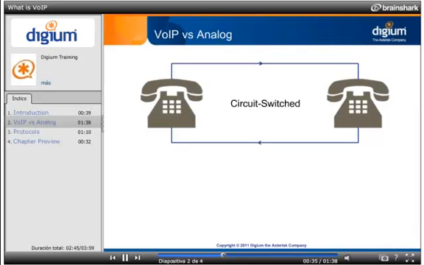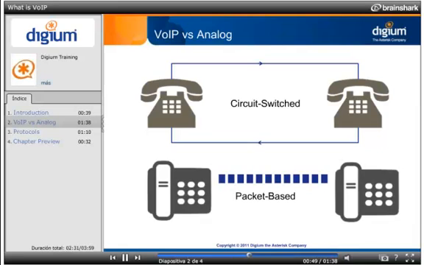In analog telephony, a dedicated circuit is established between 2 endpoints of a call. That circuit is a fixed path between the endpoints where audio can be transmitted and received reliably. If the circuit is broken or destroyed, the call is dropped. In IP telephony, there is no dedicated circuit between endpoints, and the connection is described as packet-based rather than circuit-switched.